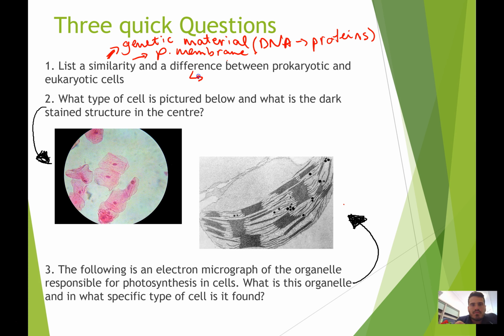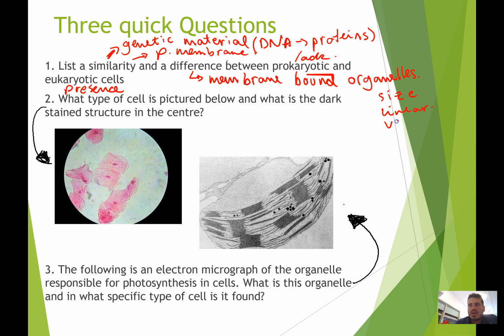Differences, now we can list heaps and heaps. The biggest difference, though, is the lack in prokaryotic and the presence in eukaryotic of these guys: membrane-bound organelles. That is the biggest difference. Size is also a big difference. What else? Another big difference is the structure of the genetic material. So in prokaryotic, we've got linear chromosomes. In eukaryotic, we have circular chromosomes. So circular versus linear chromosomes. So quite a few differences.